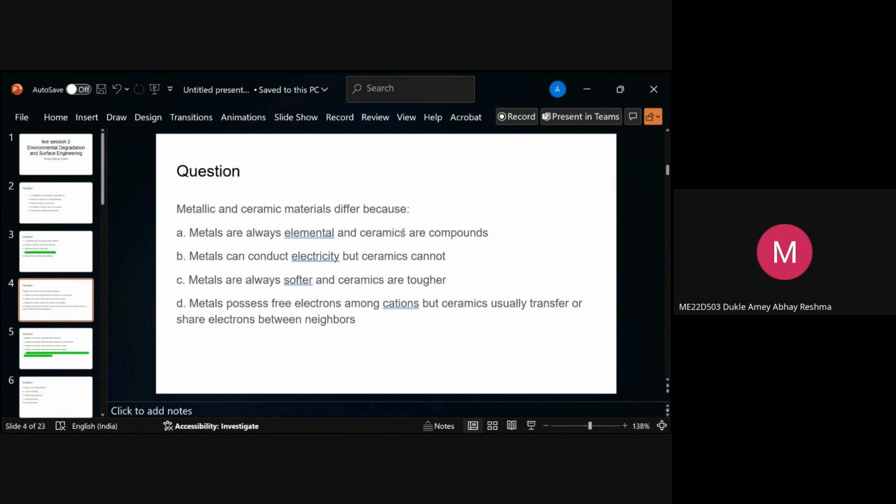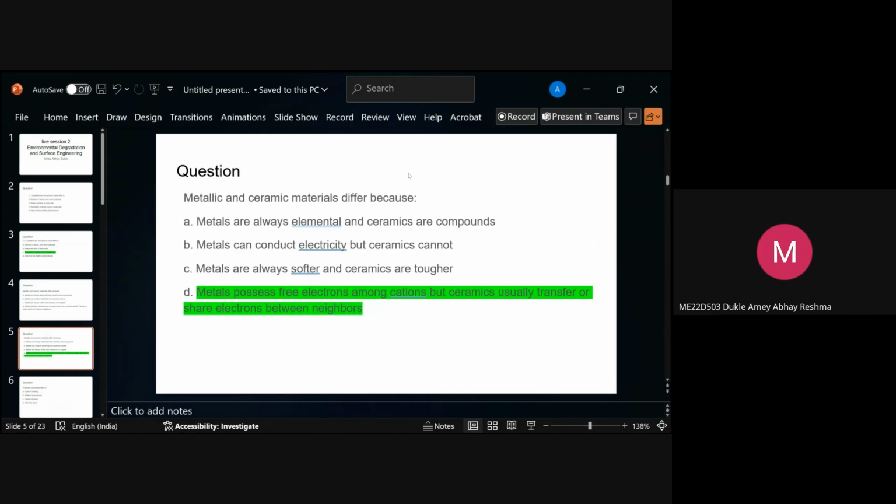Metals can conduct electricity, and for ceramics it's not the case. Ceramics, if they are doped, can be used as semiconductors, so again they can be used for conduction. So that's also not the case. And metals are always softer and ceramics are tougher. That's not always the case. There are softer ceramics as well, like glass, and clay also is a softer ceramic. Metals possess free electrons among cations, but ceramics usually transfer or share electrons between the neighbors. So the answer is D. Metals possess free electrons among the cations, but ceramics usually transfer or share electrons between the neighbors.